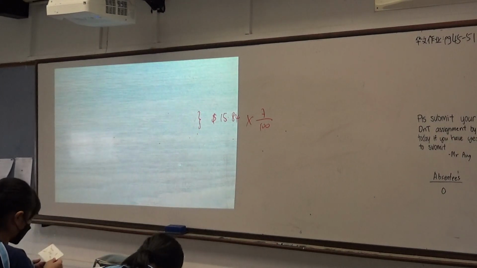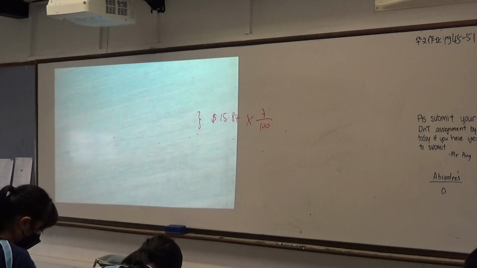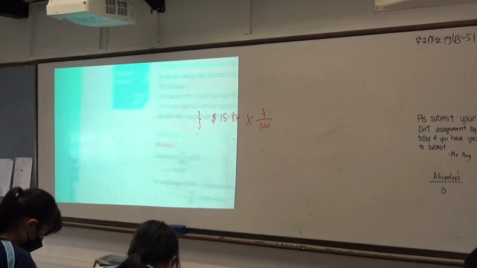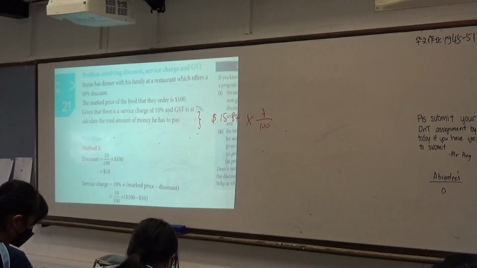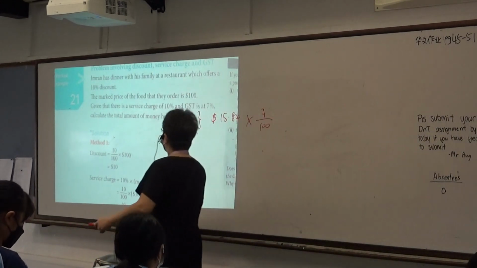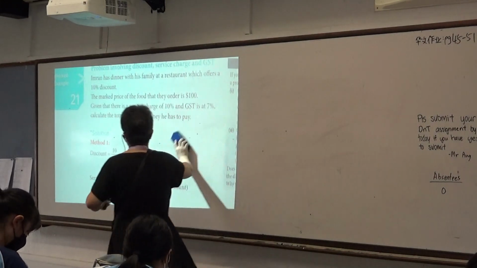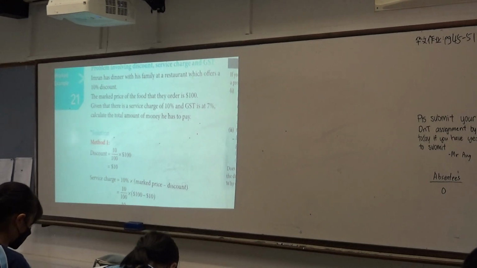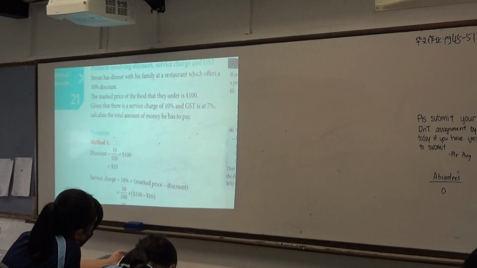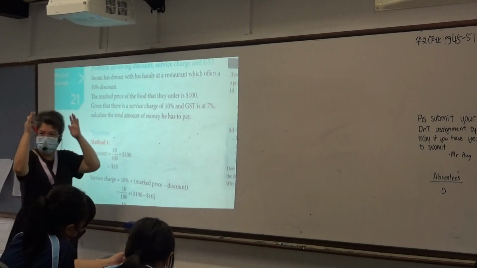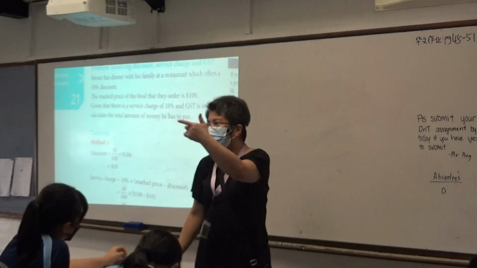Alright? For example 21. Okay? Let's look at example 21. Okay, I'm going to explain this to you. Alright? Let's take a look at this particular question. I'm going to explain over here, alright? Now, let's get over here. Imran has dinner with his family at a restaurant which offers a 10% discount. The mark price of the food that they order is $100. Okay, we work from here first. I always work one by one. 10% discount means you pay how many percent? 90%.